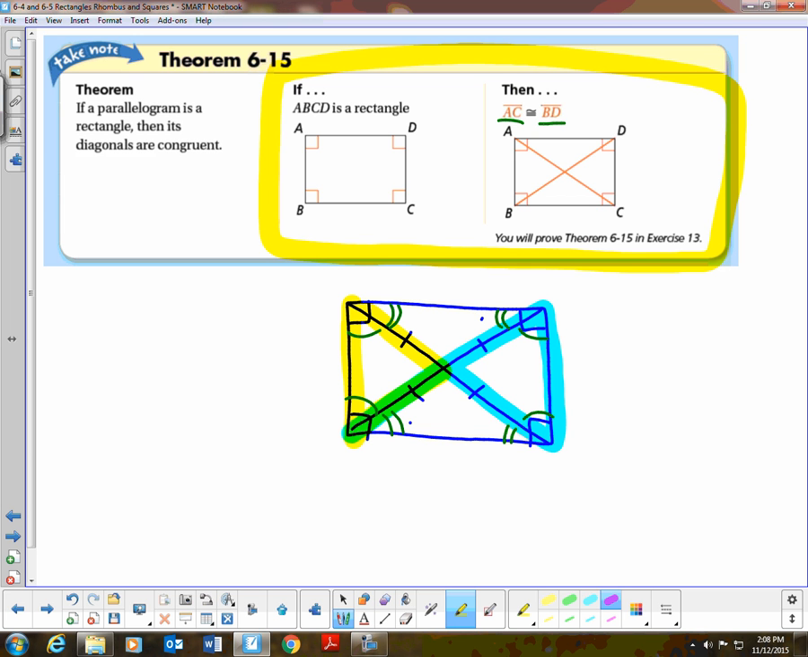Now we have one more thing going on in here. If I have a rectangle, what kind of triangle is that? Well, that's a right triangle because you have a right angle in the corner. So you can use the Pythagorean theorem in a rectangle.